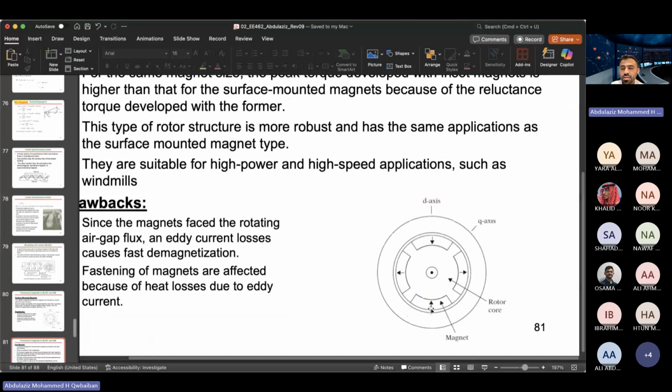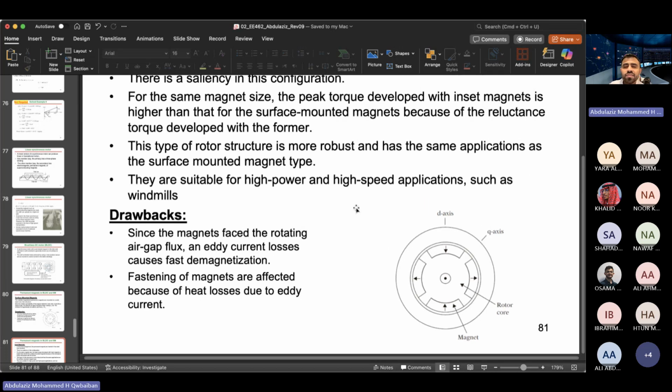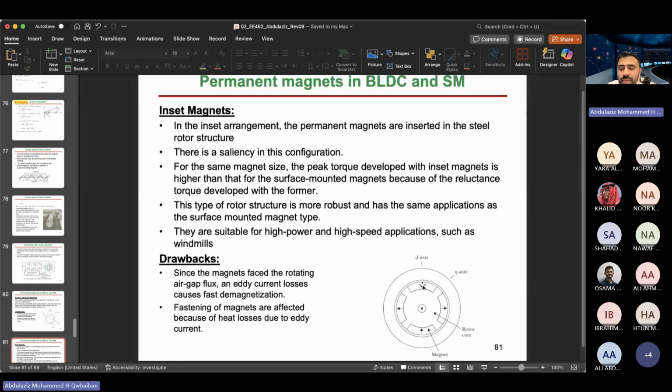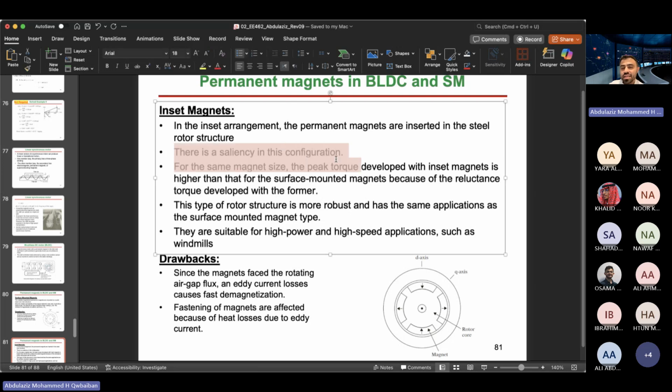We put here, so this is the rotor. We put a hole in the rotor and insert the magnets in, leaving them outside exposed to the air gap. So the air gap is also uniform here, all air, but we will have similar issues. But the benefit of this design is we can have higher speeds. And also there is saliency in this configuration.